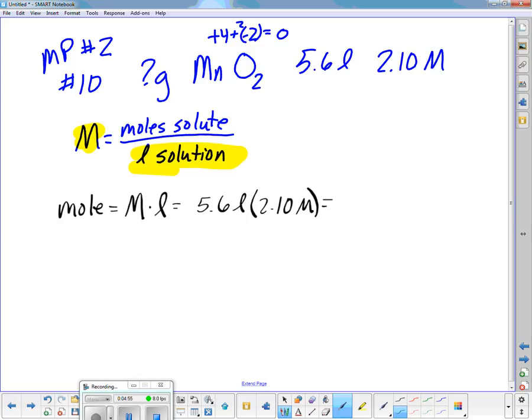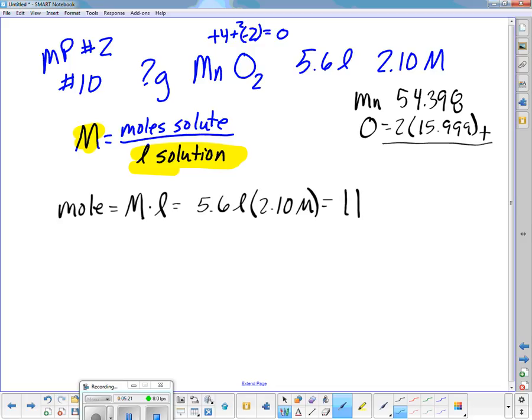Okay? While somebody's doing that, I also need to add up the mass of manganese and oxygen. And I don't have manganese memorized. Anybody got it? See, it's in the D block, so it's 54.39, is that an 8? 8. Okay, what do I get for the mass and what do I get for the moles? 11.76 moles. Okay, somebody do the mass.